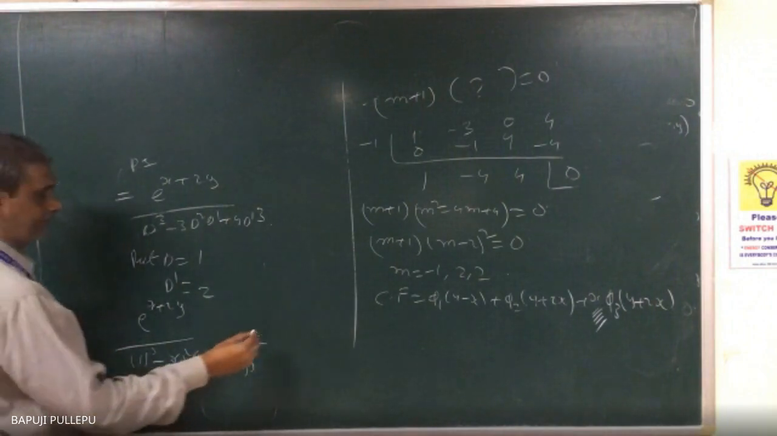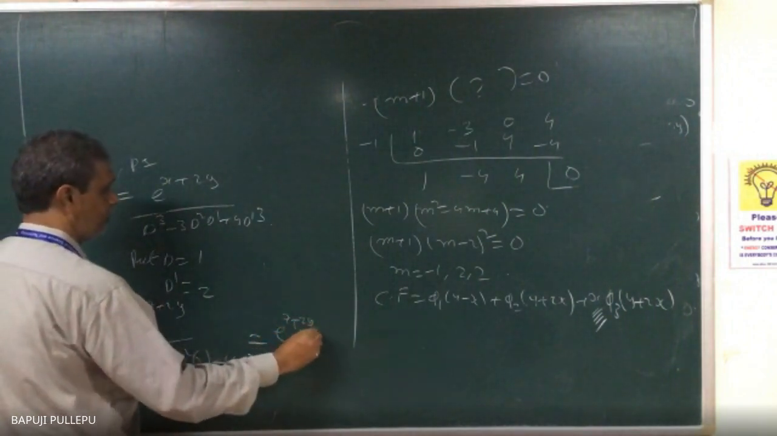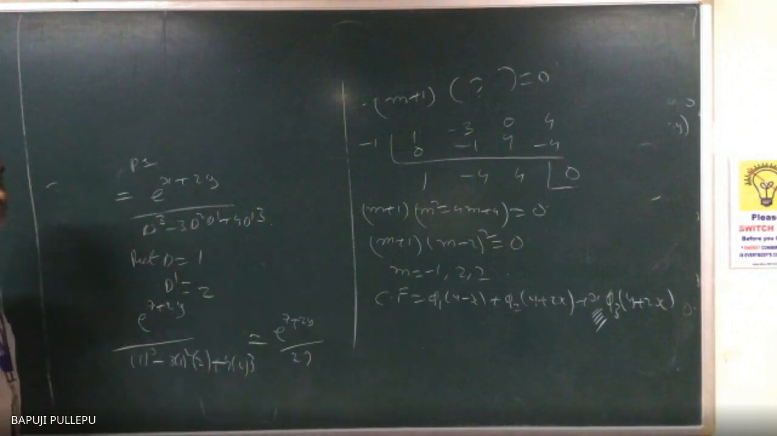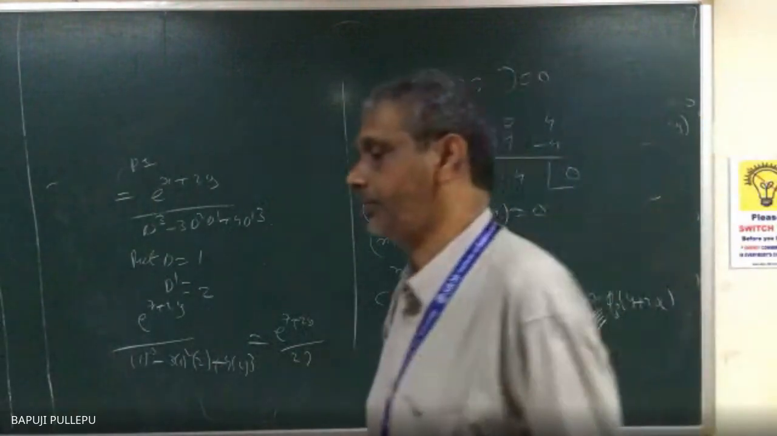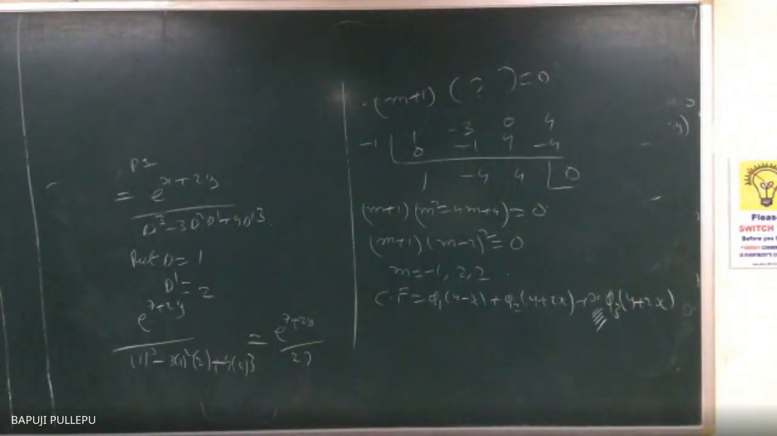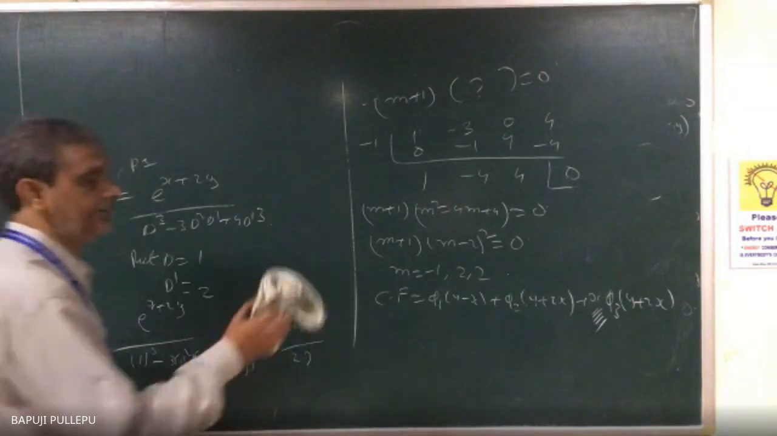37. Don't copy down, you are simply surprised, sir. 37 correct. You try. Now the solution is what?